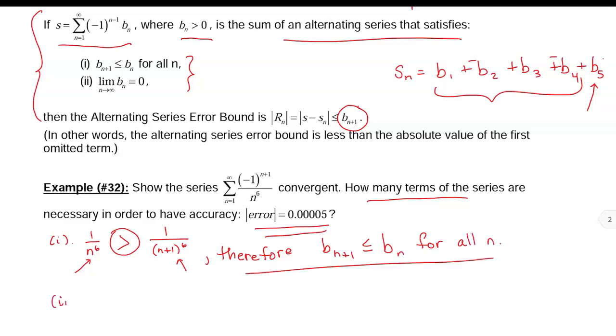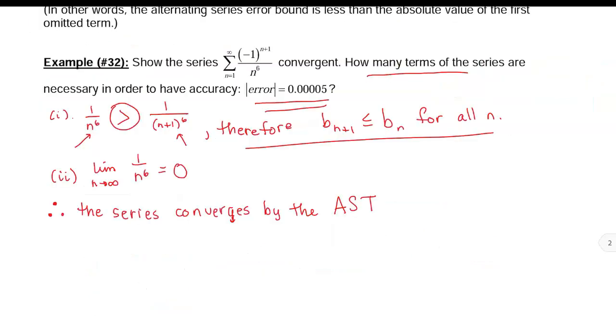Condition 2 will take a limit as n goes to infinity on the nth term to see if the limit equals 0. We're trying to see if the terms tend towards 0 specifically. And it's true, they do when I take the limit. Therefore, this series converges by the alternating series test.